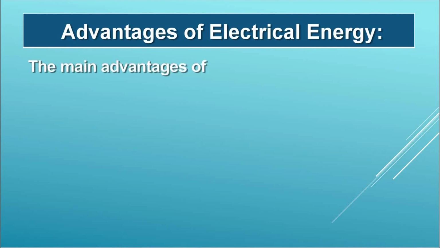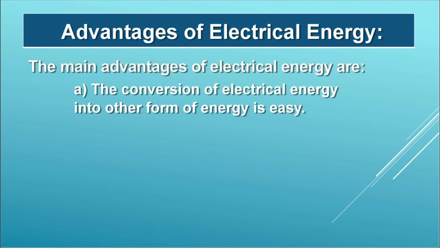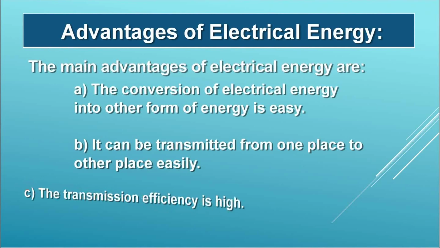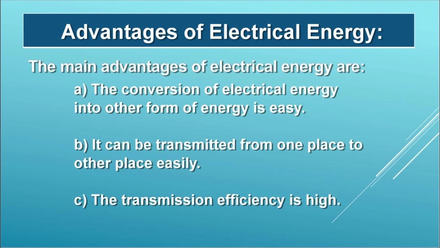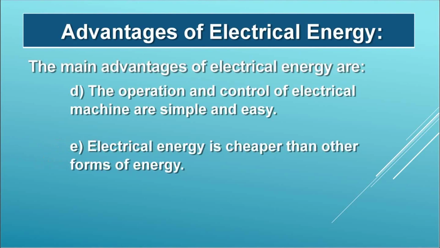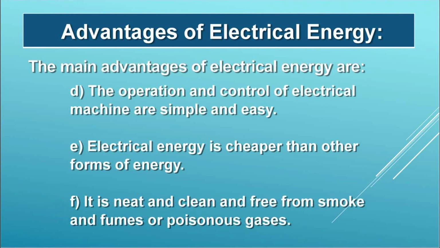The main advantages of electrical energy are: the conversion of electrical energy into other forms of energy is easy. It can be transmitted from one place to another easily. The transmission efficiency is high. The operation and control of electrical machines are simple and easy. Electrical energy is cheaper than other forms of energy. It is neat and clean and free from smoke, fumes, or poisonous gases.